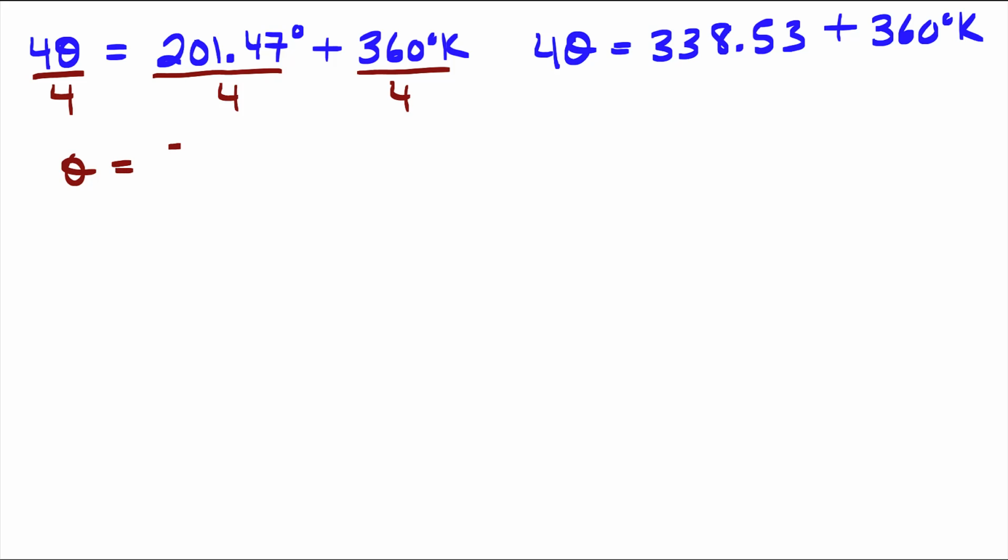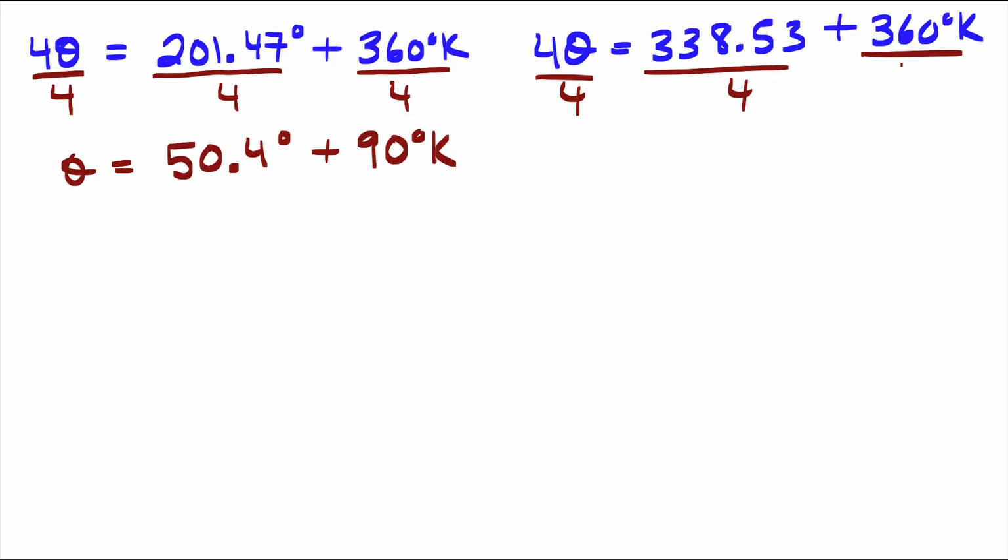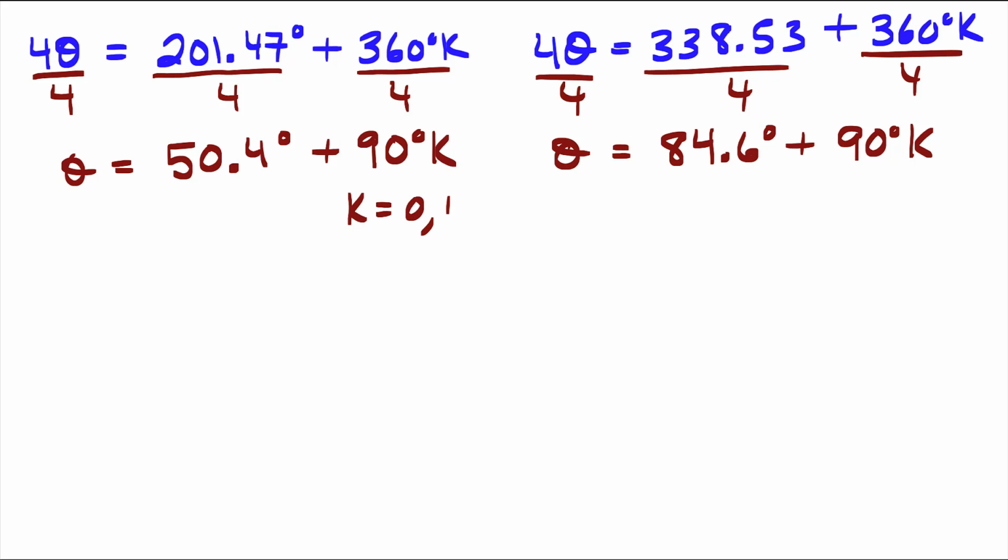So I got theta is equal to, I got 50.4 degrees plus, and that's going to be 90 right over here. Alright, divide by 4 over here everywhere. I got myself 84.6 degrees plus 90 degrees k. Alright, so now the question is, how many iterations of k do I need? I need iterations of k going from 0, 1, 2, and 3. Again, it's always one less than the multiplier to your theta value.